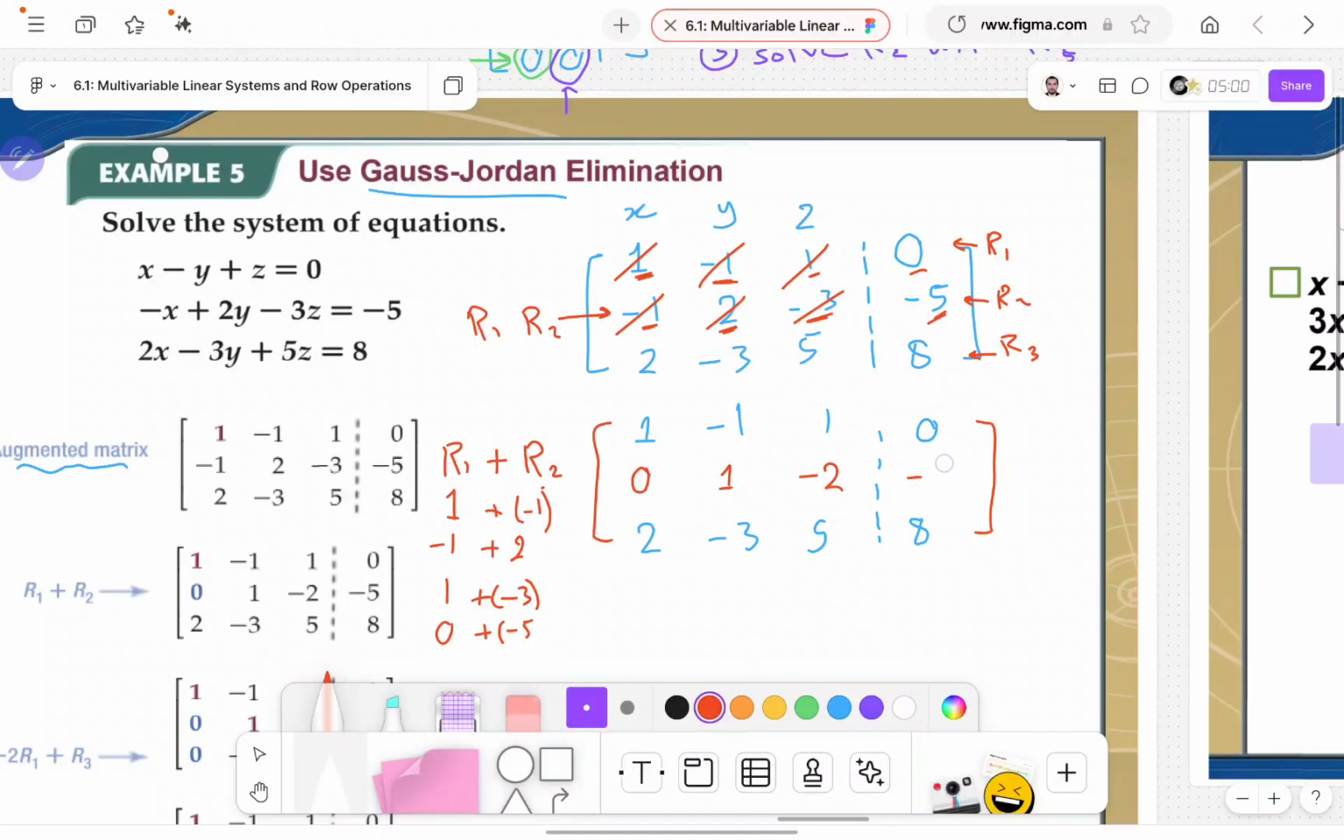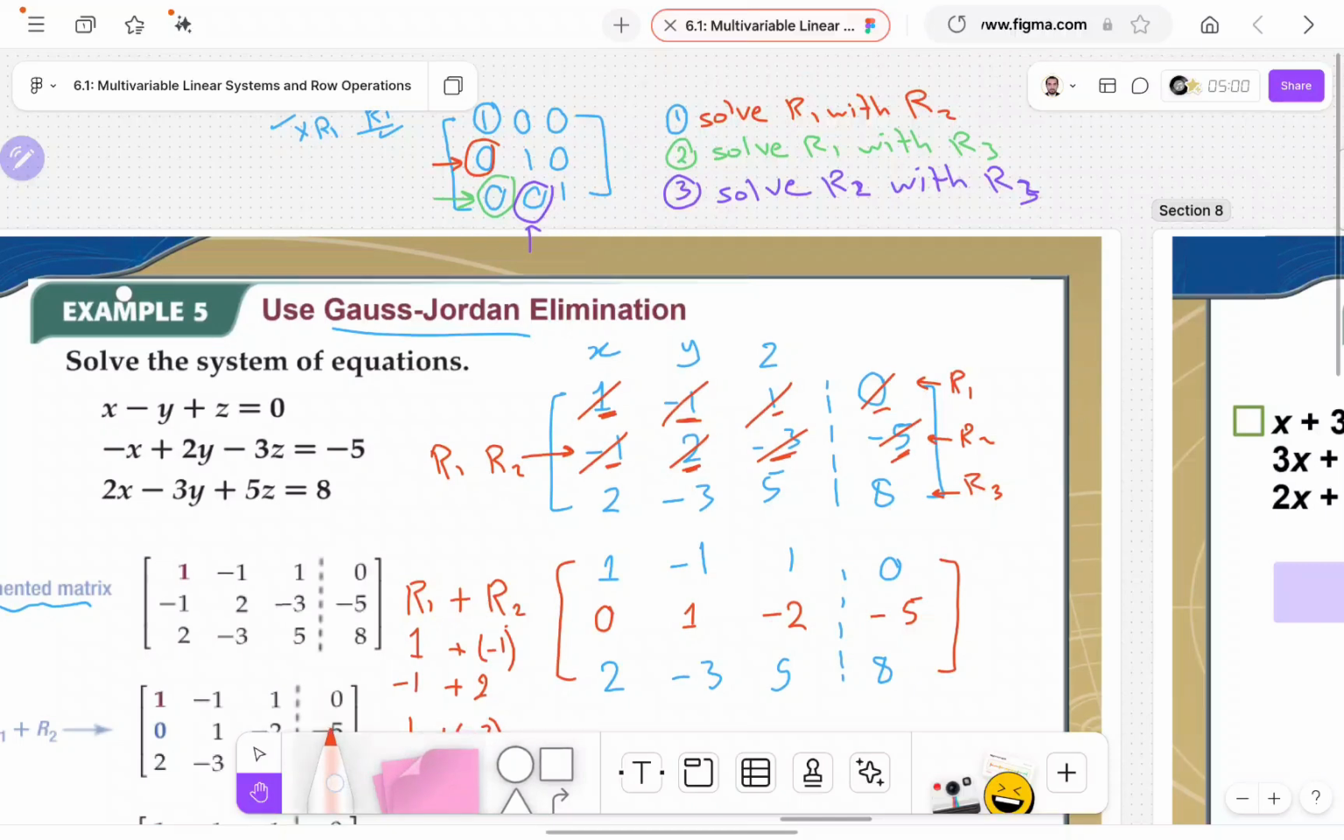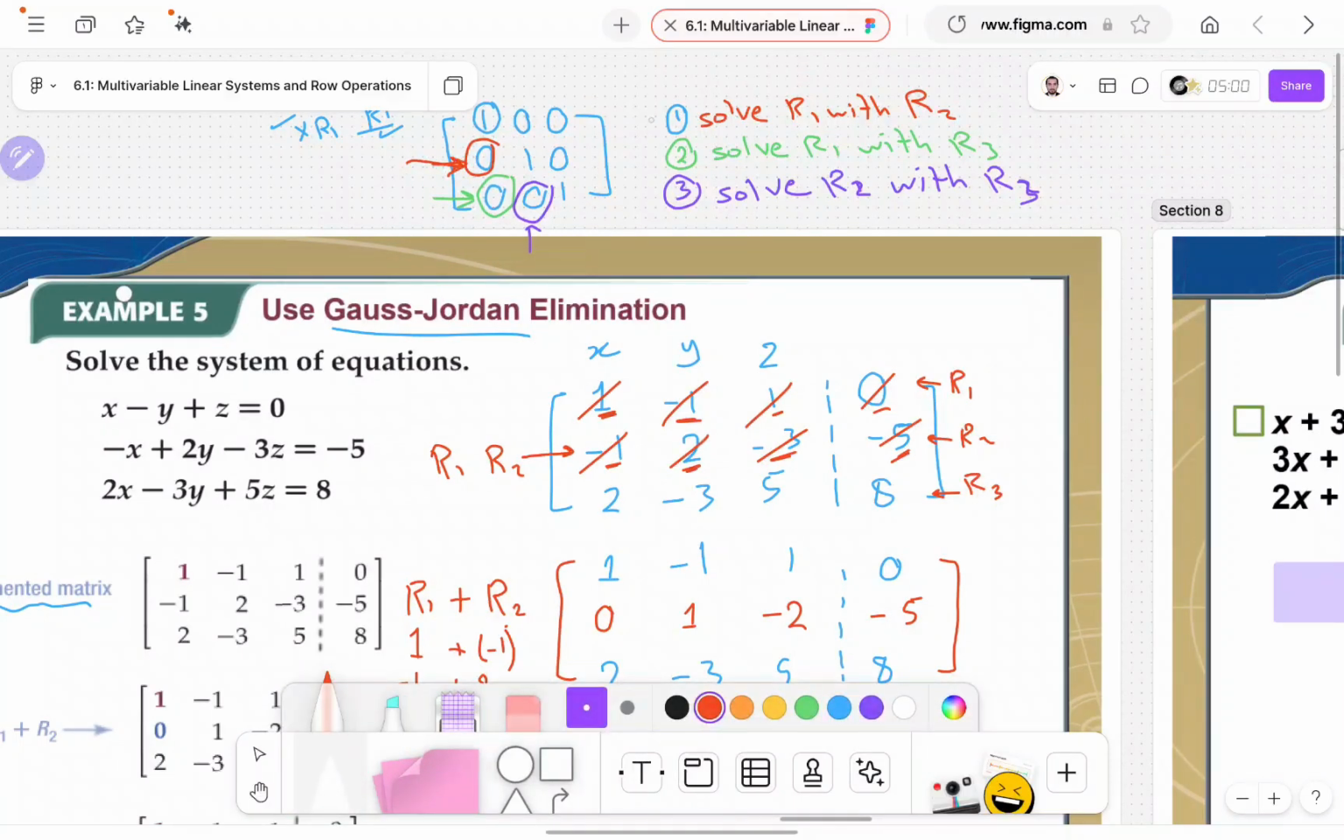So the answer is negative 5. Done. We finish. So now, did we make this value equal 0? We finished step 1. Step 1 is done. Now step 2: solve row 1 with row 3 to make this value equal 0.